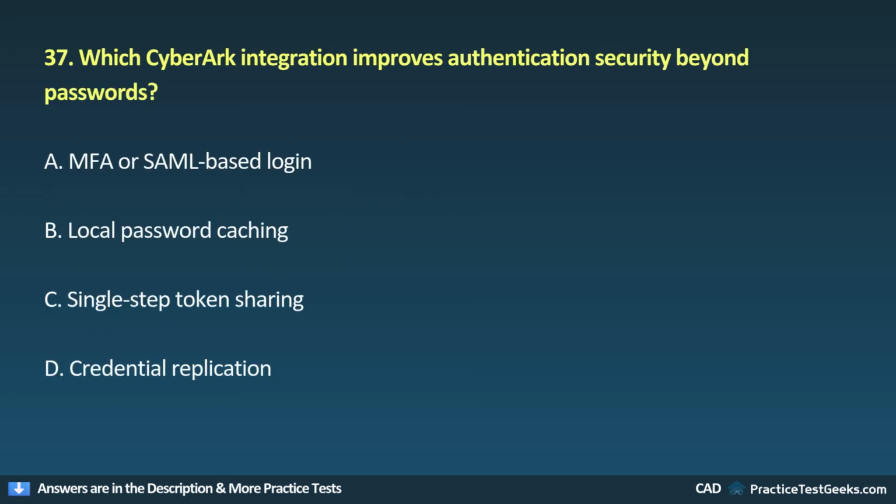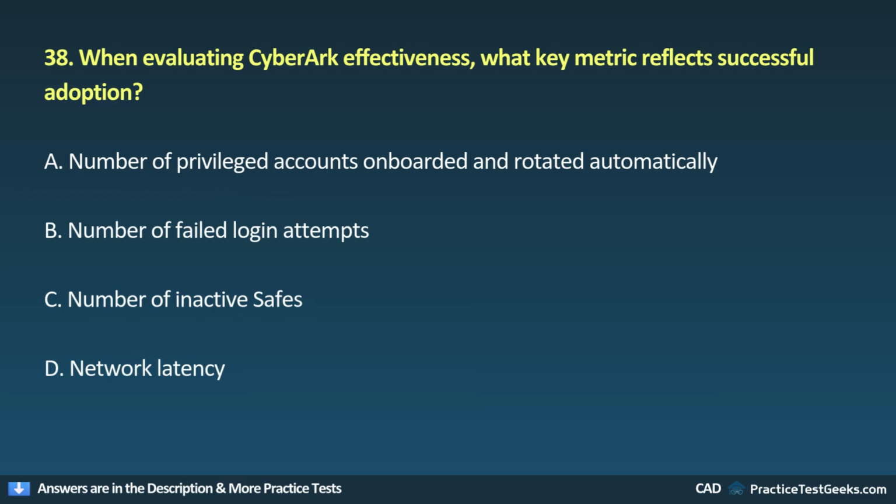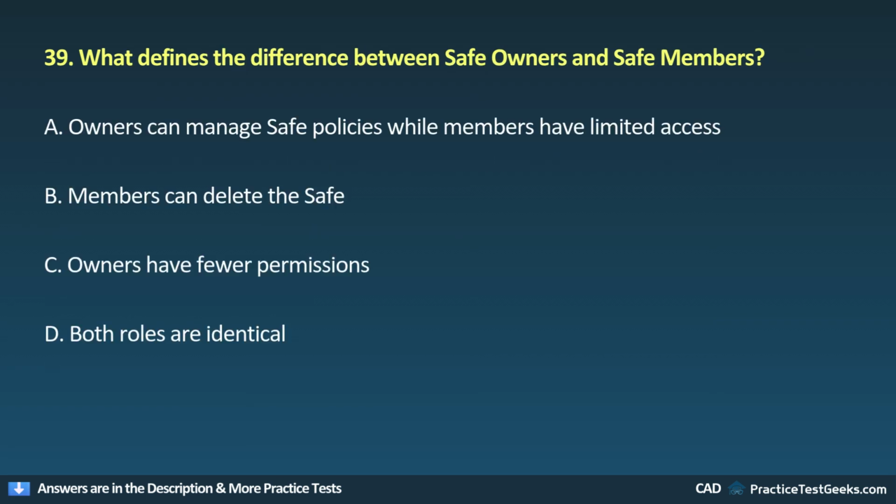37. Which CyberArk integration improves authentication security beyond passwords? A. MFA or SAML-based login. B. Local password caching. C. Single-step token sharing. D. Credential replication. 38. When evaluating CyberArk effectiveness, what key metric reflects successful adoption? A. Number of privileged accounts onboarded and rotated automatically. B. Number of failed login attempts. C. Number of inactive safes. D. Network latency.